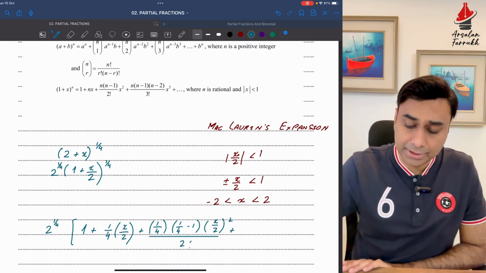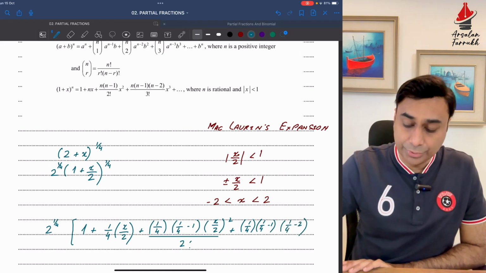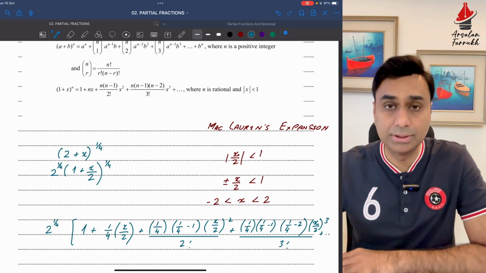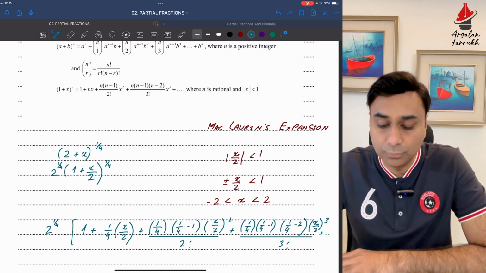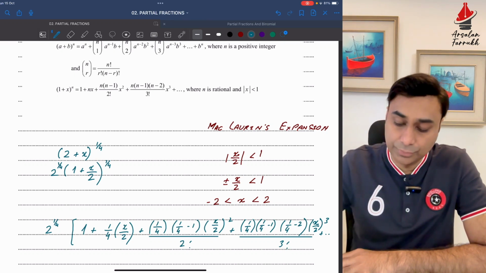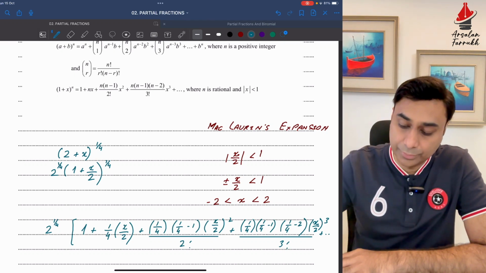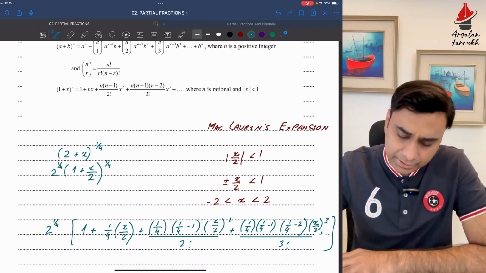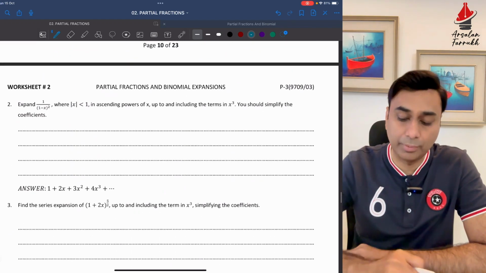Or if I want to find out the next term, that's going to be 1 by 4 minus 1, 1 by 4 minus 2, x cube, in this case is going to be x by 2 whole cube, and whole divided by 3 factorial, and so on and so forth. So the examiner will tell you till how many terms the examiner wants you to do this expansion, and you will continue on till that particular point. But this series obviously continues on and on. The rest is simplification. We will see about that simplification. Let's do some example questions.